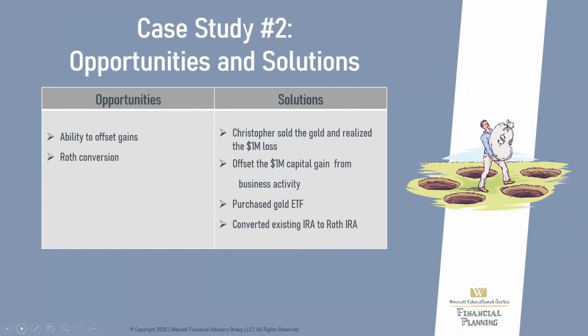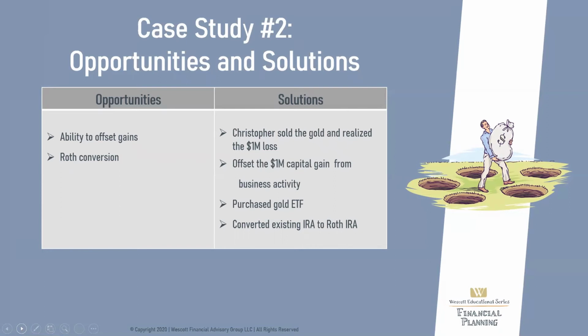We then purchased a gold ETF while gold was still depressed and rode the market up as the value of gold increased. Because we were able to offset his gain, Christopher's taxable income, which consisted mostly of capital gains and Social Security, was lower than in previous years. As a result, he was able to take advantage of his lower tax rate to convert his existing IRA to a Roth IRA. This money will now grow tax-free for the remainder of Christopher's life.